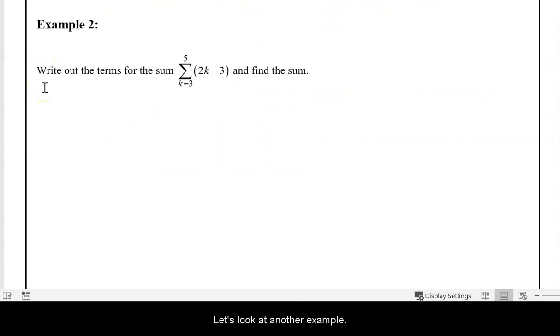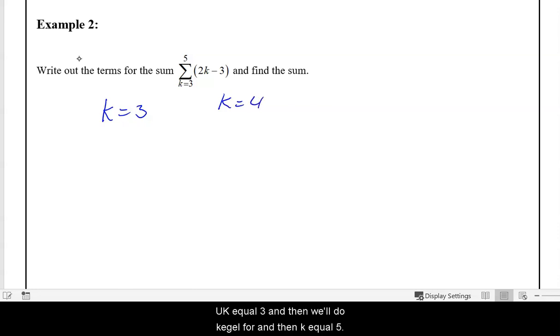Let's look at another example. In this example, we are to write out the terms for the sum between k equal 3 and 5 for the summand 2k minus 3. Then find the sum. Remember that each time you iterate, you're going to allow k to take on each counting number or each natural number between the lower limit of summation and the upper. That means that in our particular example, we'll first do k equal 3, and then we'll do k equal 4, and then k equal 5. Those are the only 3 numbers that we'll use for this sum.